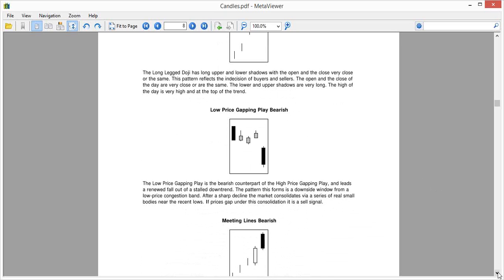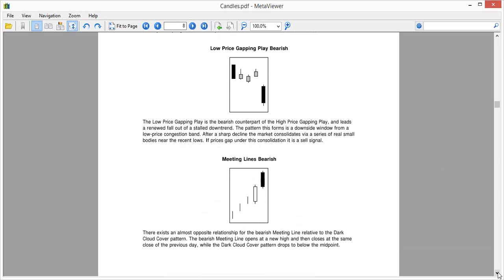The low price gapping play, bearish. The low price gapping play is a bearish counterpart of the high price gapping play and leads to a renewed fall out of the stalled downtrend. The pattern forms a downside window from a low price congestion band. After a sharp decline, the market consolidates via a series of really small bodies near the recent lows. If the price gaps under this consolidation, it is a sell signal. So if you have three bodies here, quite undecided, low volume, trying to move up, but the price has gapped down and the price has not closed back above, we're looking for a bearish continuation down.